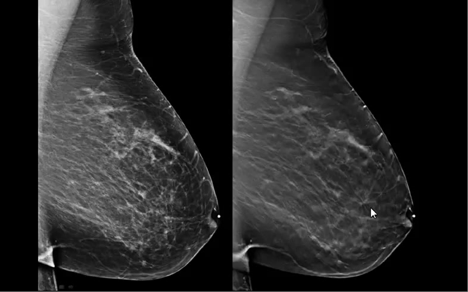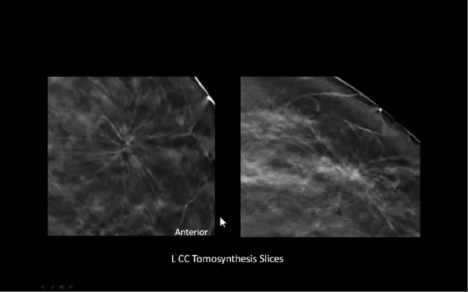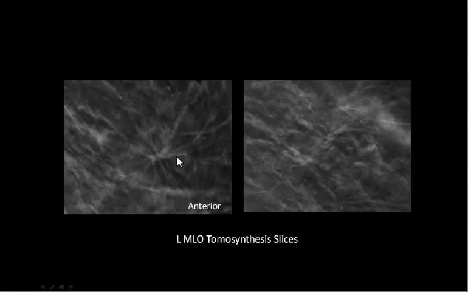Here is that spiculated area in the front of the breast, and the one more posteriorly is just more obscured on the MLO view. We have that magnified. This is the CC anterior mass and the posterior mass, again, with fairly prominent area of distortion on both. And on the MLO, anterior and posterior.